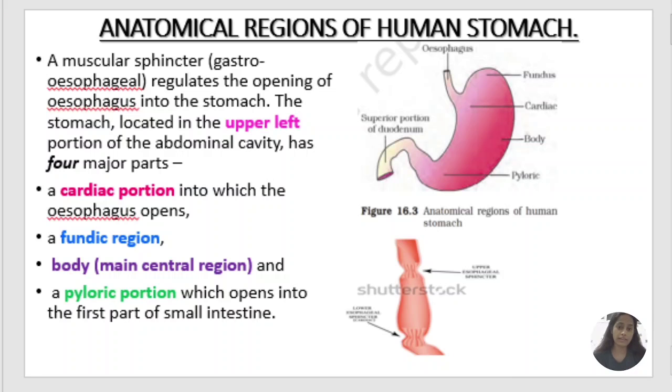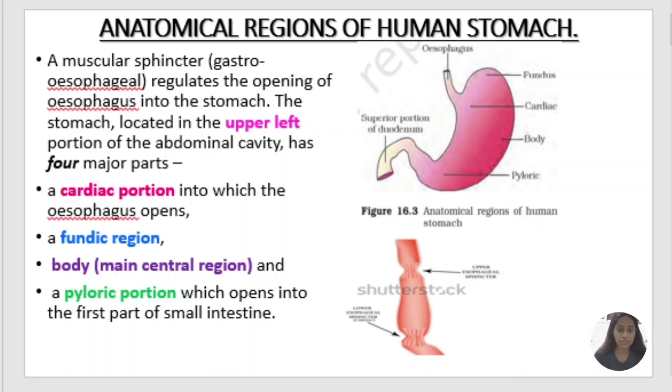Then we have a fundic region. In the image you can see the fundus is on the top on the right hand side. Then we have a body which is the main central region and a pyloric portion which opens into the first part of the small intestine.